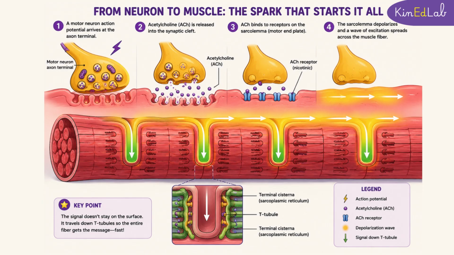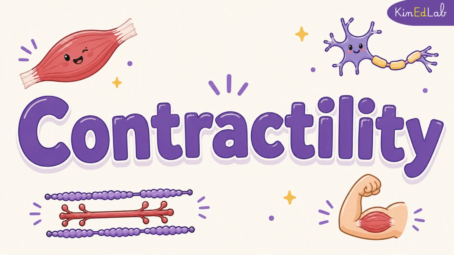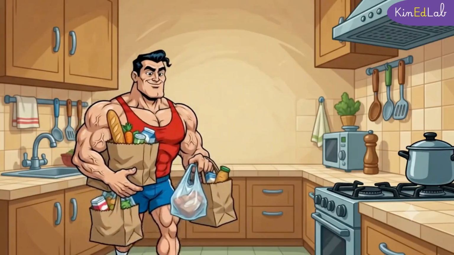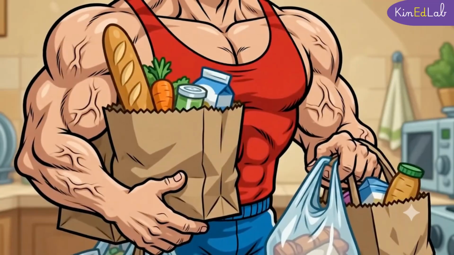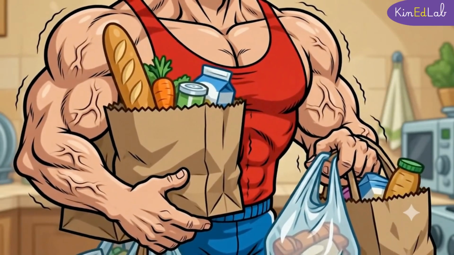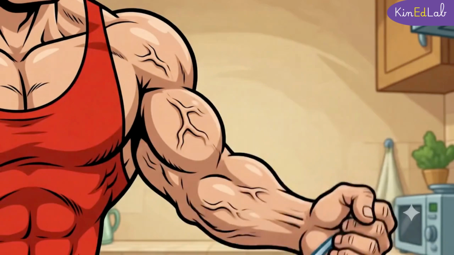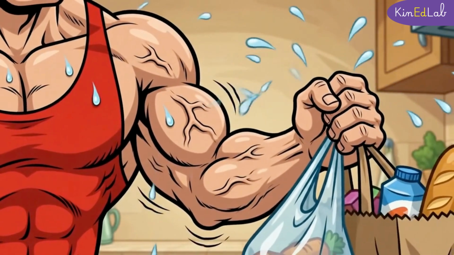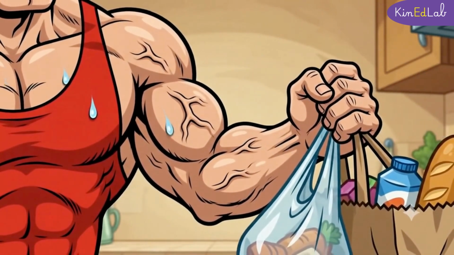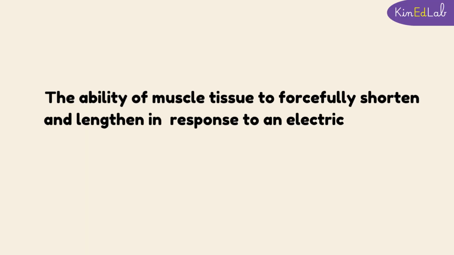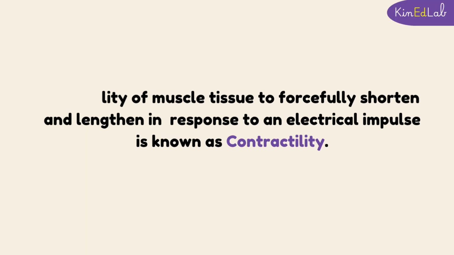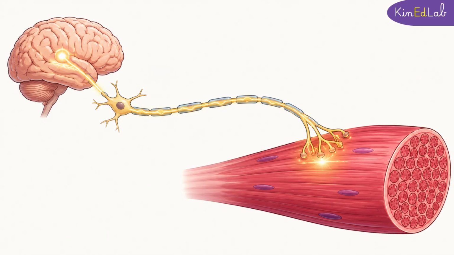And this is where one superpower leads directly into the next. Because the muscle has now been excited, it's ready to contract. Now imagine you are carrying two heavy grocery bags. You grip the handles, your elbow flexors activate, and suddenly your muscles are producing enough force to keep those bags from pulling your arm towards the floor. That's contractility. Contractility is basically the ability of the muscle tissue to develop tension and generate force in response to stimulation.